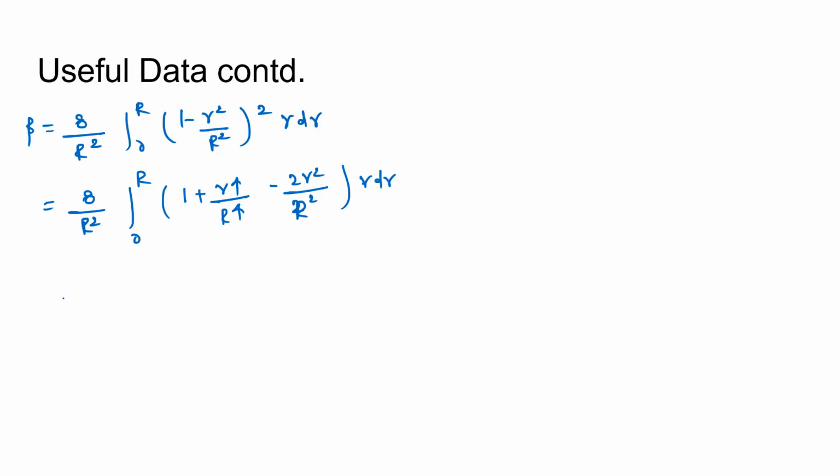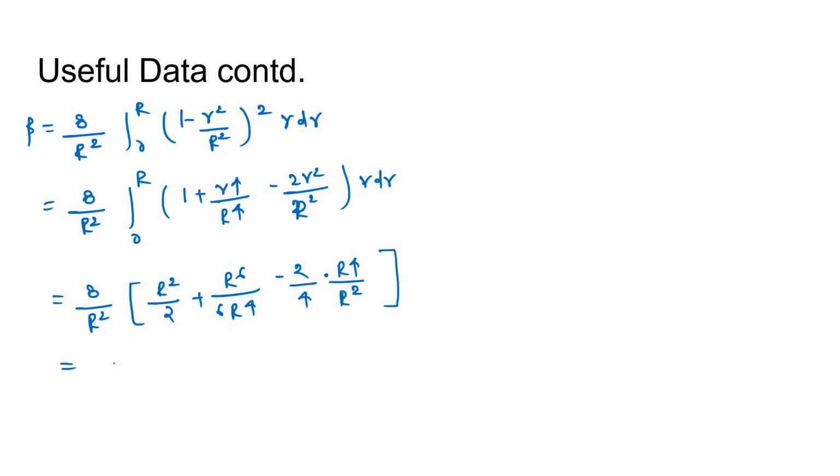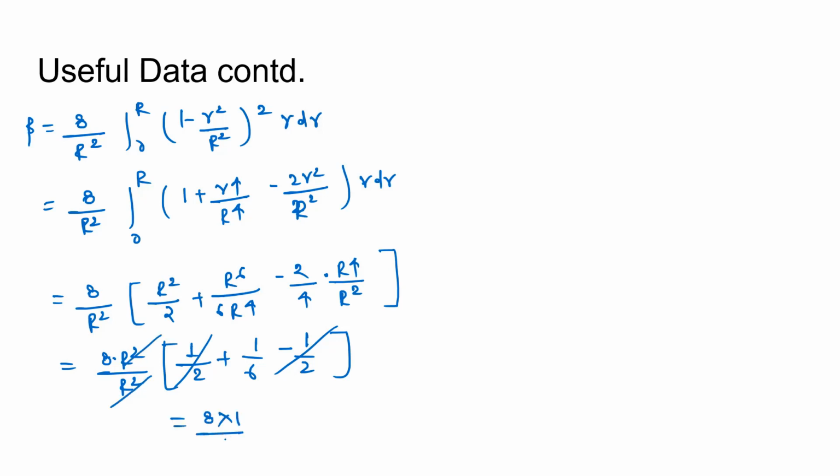Now if you solve it, we will get 8 by R square into R square by 2 plus R power 6 divided by 6 R power 4 minus 2 r power 4 divided by 4 R square. Taking the R square outside, this will be 8 into R square by R square into 1 by 2 plus 1 by 6 minus 1 by 2. So 1 by 2 minus 1 by 2 will be 0, and this will be 8 into 1 by 6, so that is 1.33. So beta for laminar flow is 1.33.